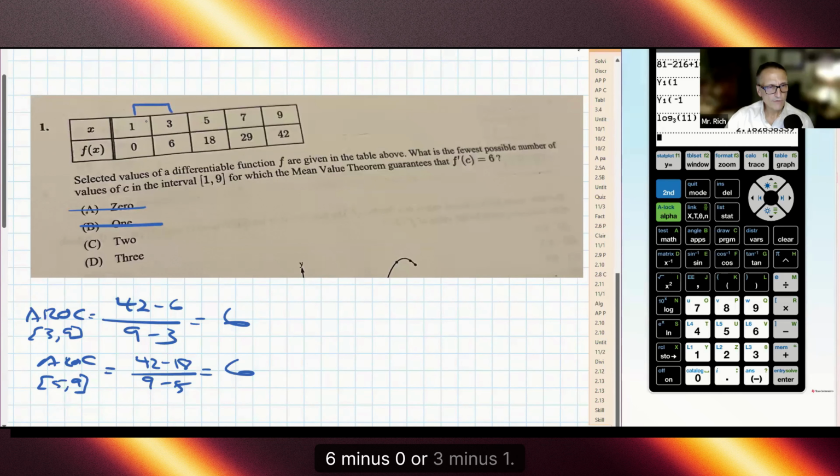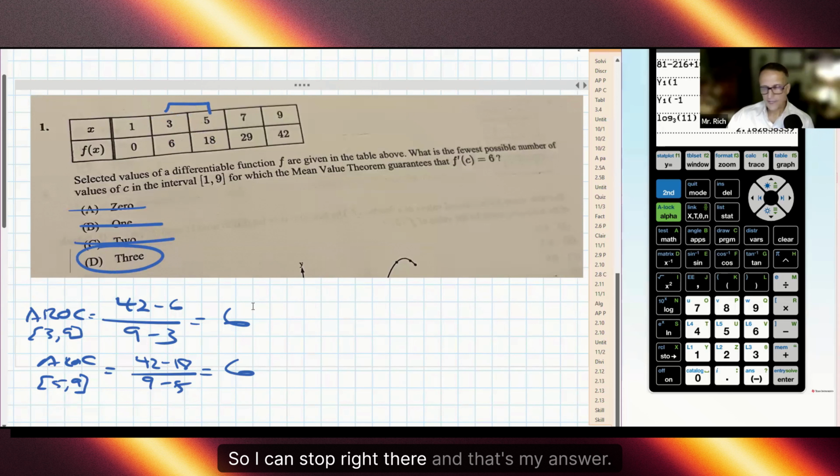6 minus 0 over 3 minus 1, that doesn't work. How about from 3 to 5? That's 12 over 2. 18 minus 6 is 12, so it looks like 3. That's because I got at least 3. So I can stop right there, and that's my answer.